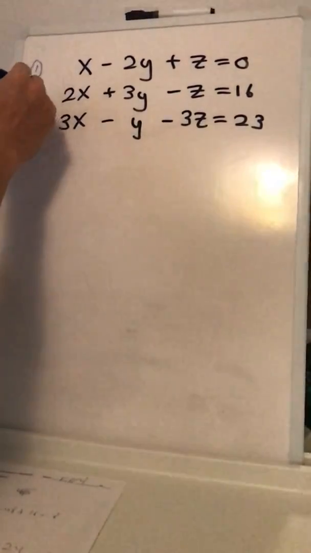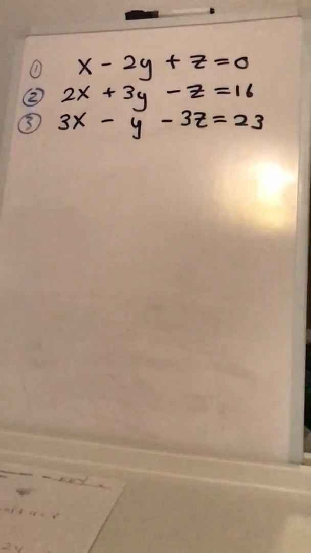So I have three equations. I'm going to label them 1, 2, and 3. Those numbers don't really mean anything. We just want to organize our equations, all right?